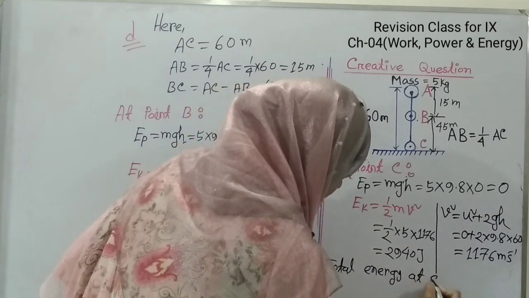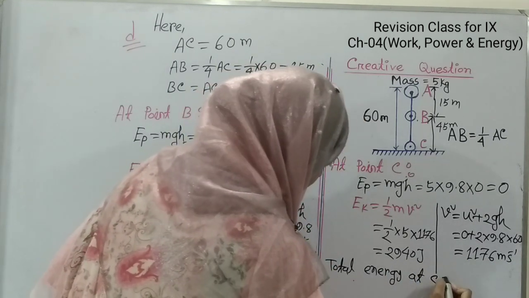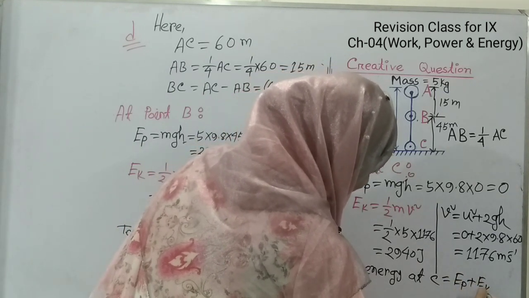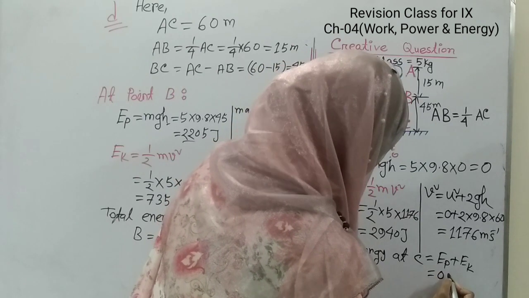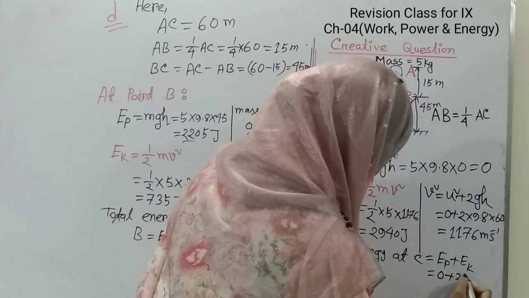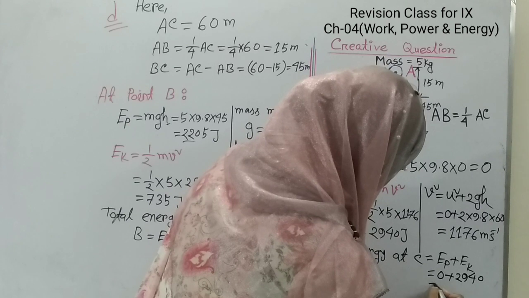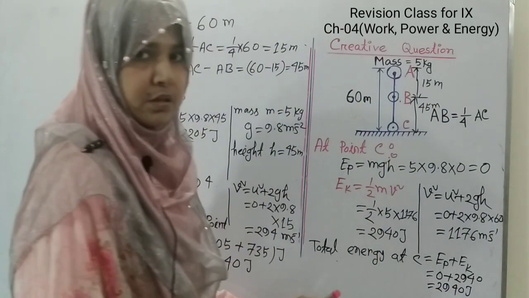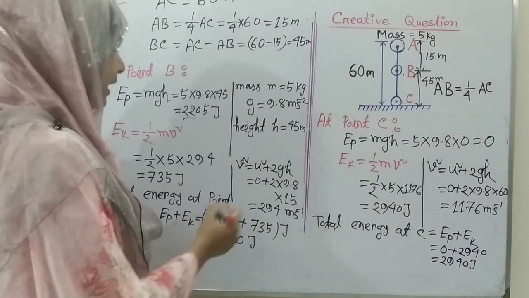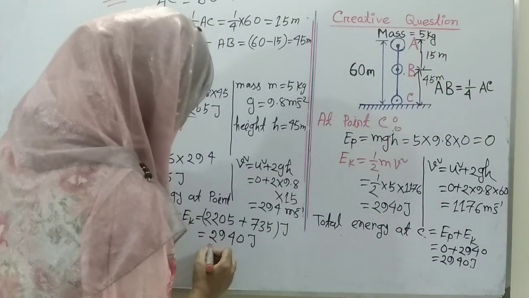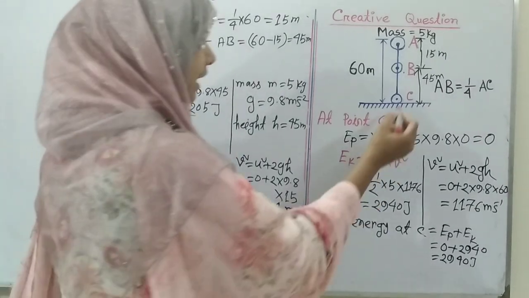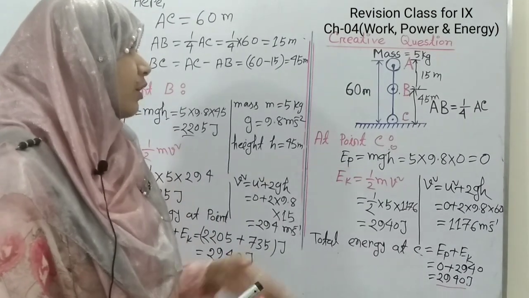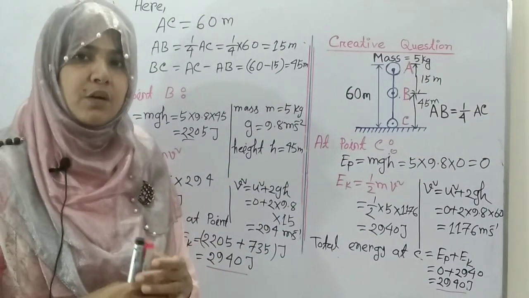So total energy at C is EP plus EK equals 0 plus 2940, or 2940 joule. So here you can see that the total energy at point B is 2940 and the total energy at point C is also 2940. So we can say that this object follows the law of conservation of energy.